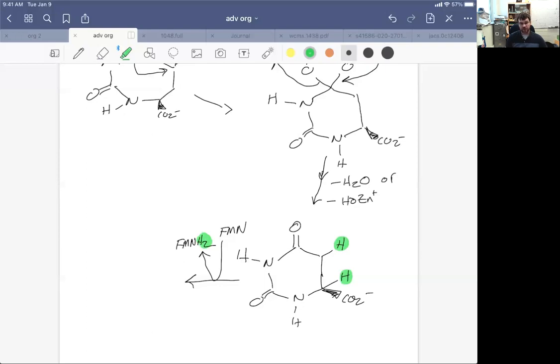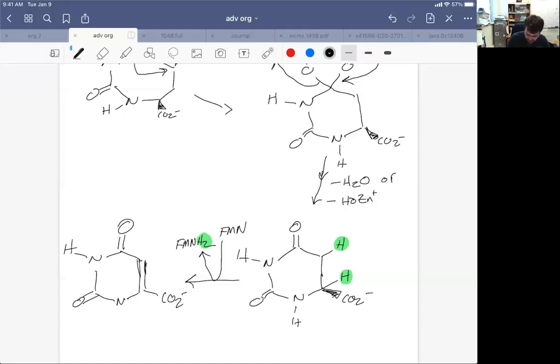So it's going to pull 2 hydrogens off of this system. It's going to start with the alpha to the carbonyl as opposed to the alpha to the carboxylate, but the alpha to the carboxylate will be donated as H- into the FMN. That's going to get us to a molecule called orotate, which is basically uracil, but with this spare CO2 anion sitting around.